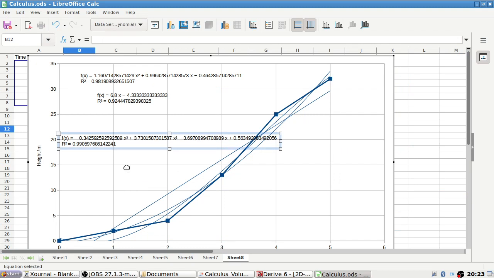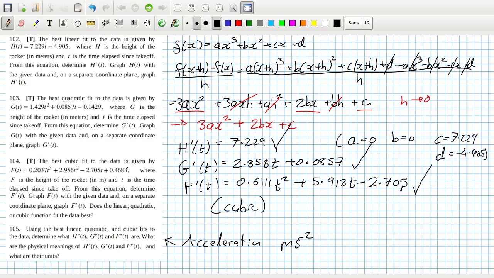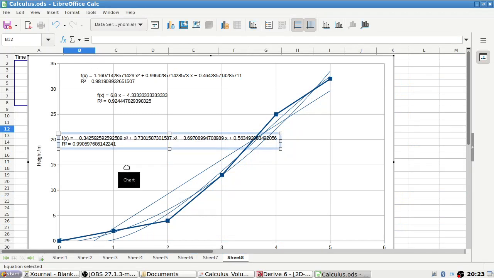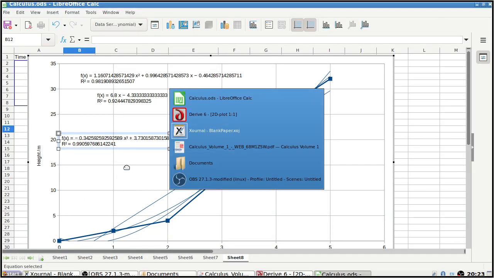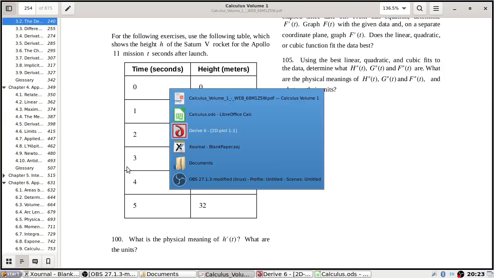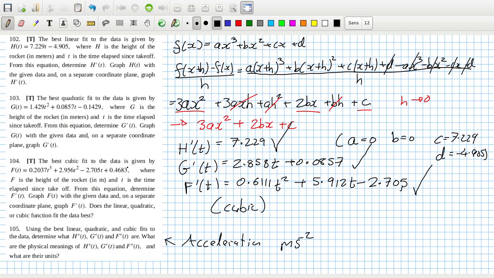Let's see the quadratic. Does that match? 1.429. No, doesn't match either. Unless maybe I've done something wrong. I wonder, are these the best fit? So here, best linear fit, best linear fit, best linear fit. I'd wonder, are they really?